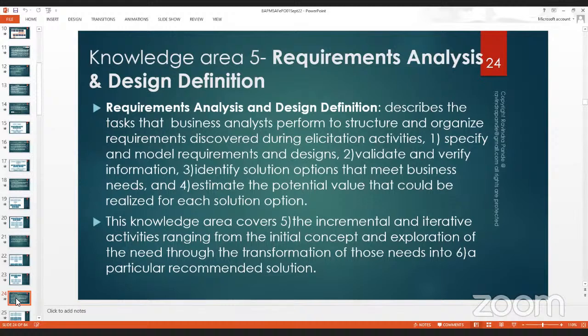This knowledge area covers incremental and iterative activities ranging from an initial concept and the explanation of the need through the transformation of those needs into a particular recommended solution. So this fifth knowledge area has six different processes to understand, to make sure we do the requirement analysis and design definition in completion. Design definition includes the conceptual or logical diagram to be constructed as per the given policy and procedure of the organizations you are working with. So we will try to understand this knowledge area in our next session.